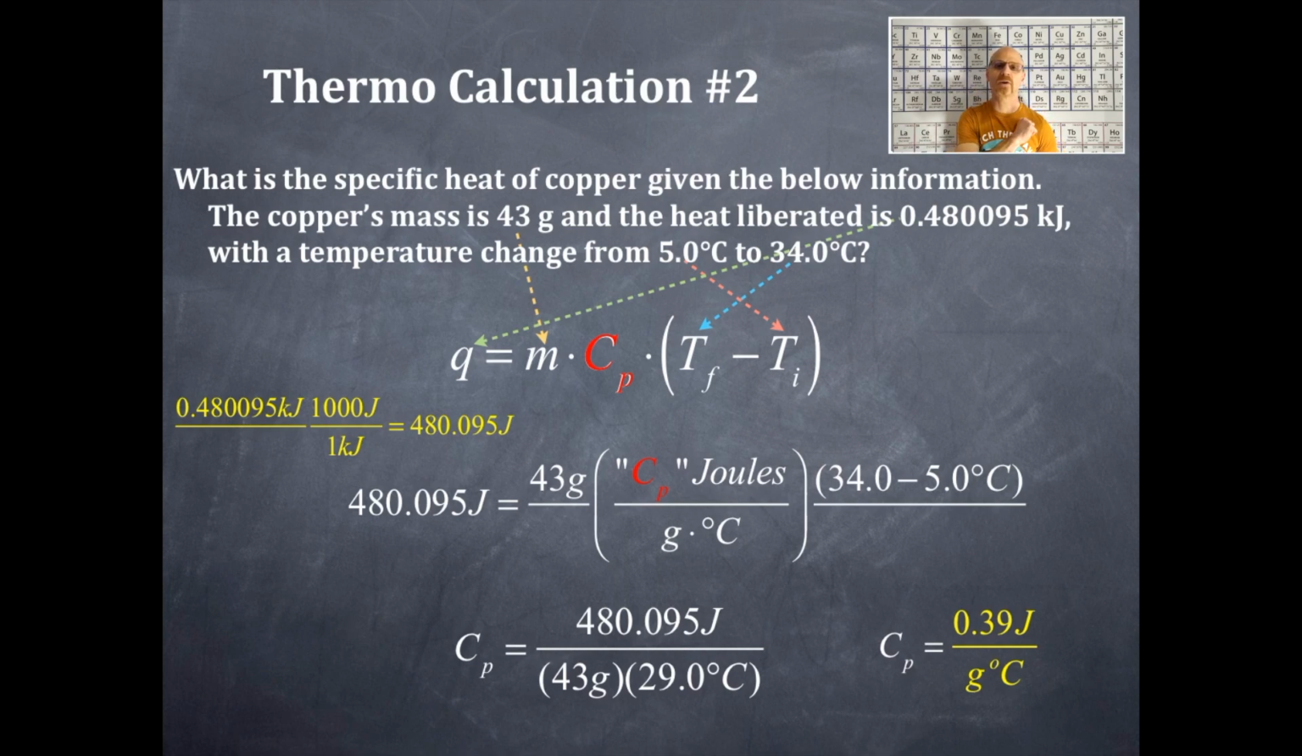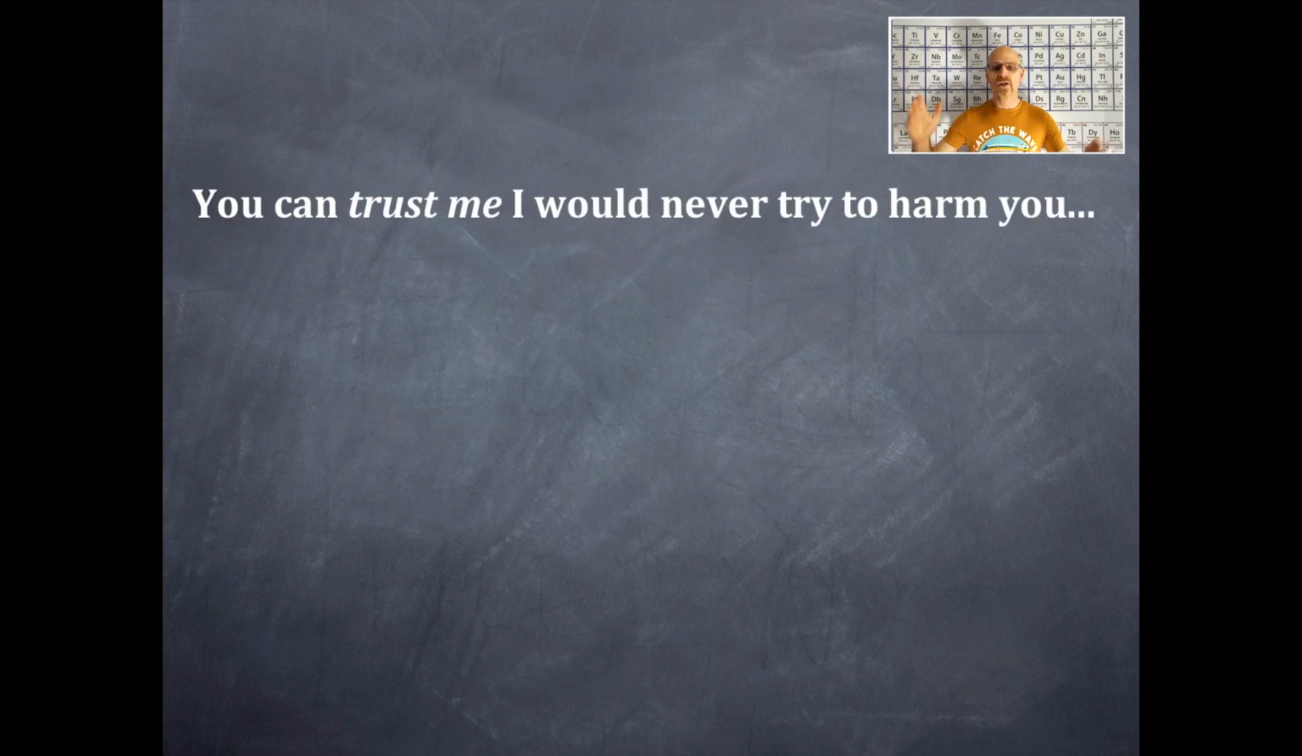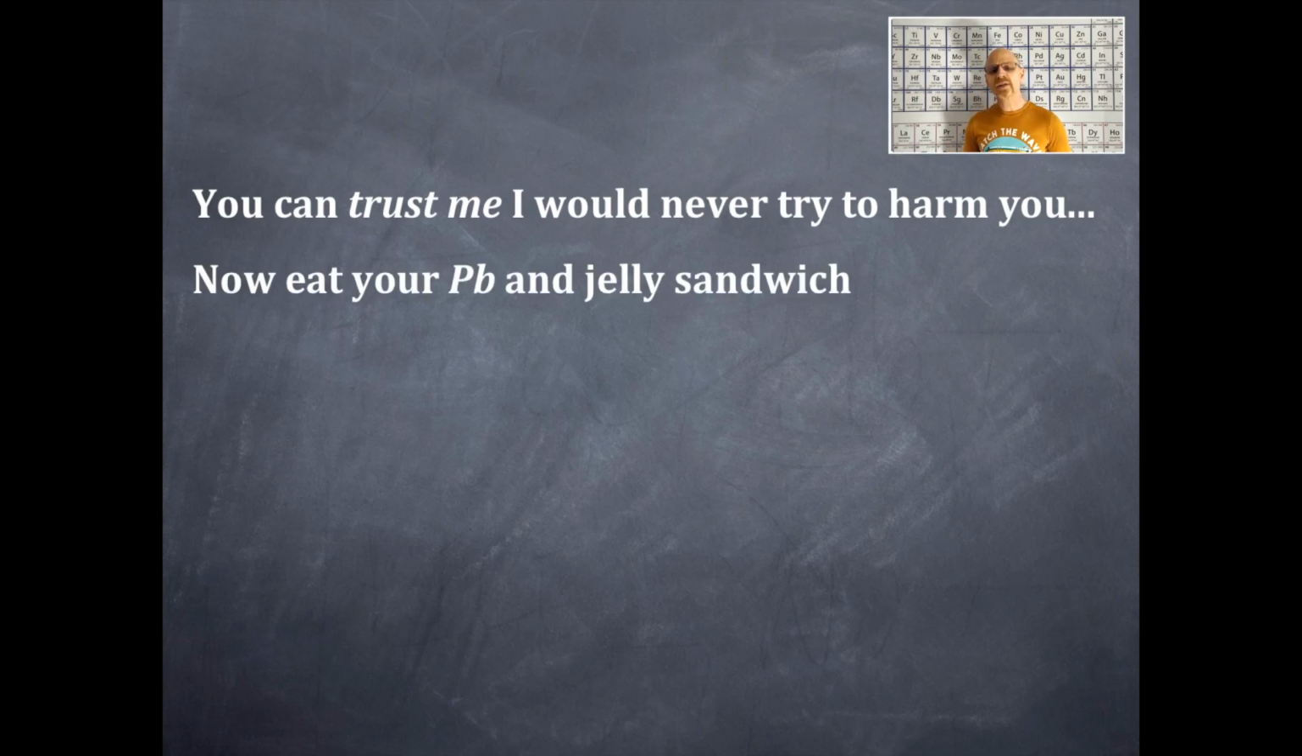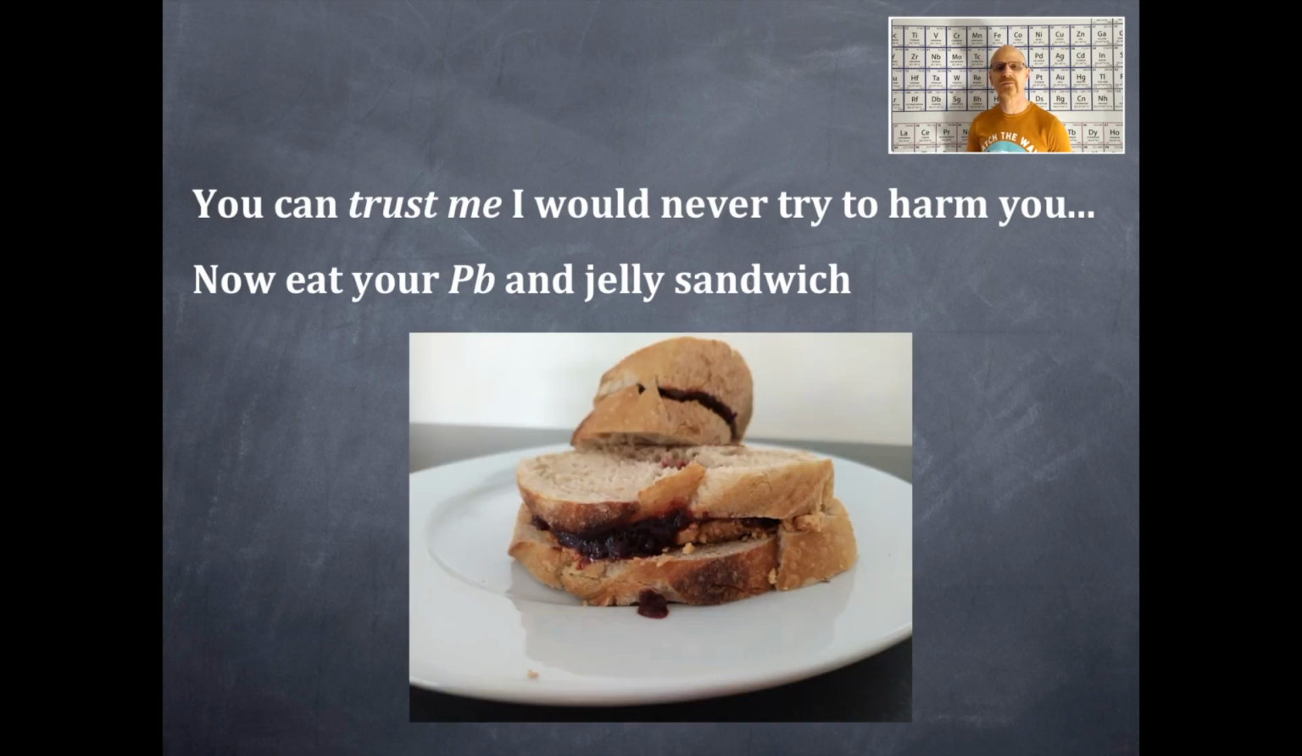All right, so I've got one more thing here for you on this next slide. It's going to be a good one for you. All right, you can trust me. I would never try to harm you. Now eat your PB and jelly sandwich, please. I've made it specially for you. Hopefully you know the formula for PB is what element? Of course, that is lead. So now eat your lead and jelly sandwich. I would never try to poison you.